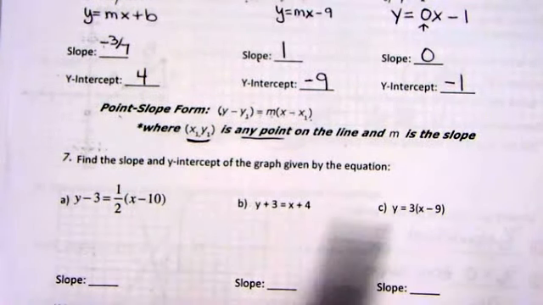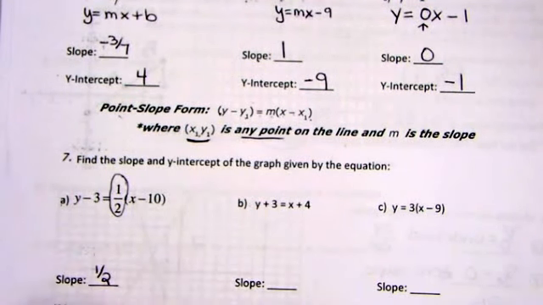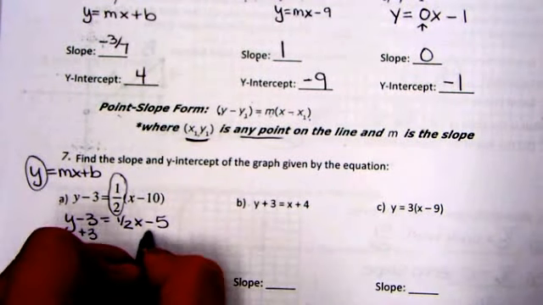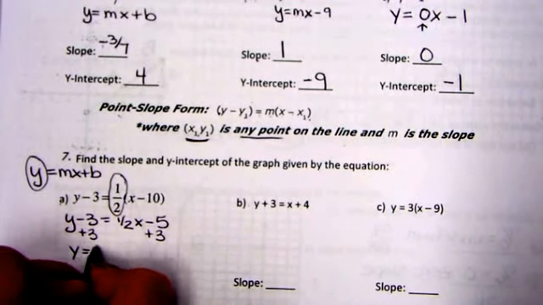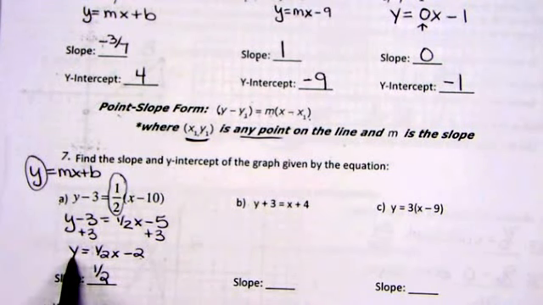Looking at part A, I can tell that my slope is 1/2. In order to find the y-intercept, I need to change this into slope-intercept form. In other words, get y by itself. All right, so first I'm going to distribute the 1/2. And then I'm going to add the 3 to both sides. And now it's in slope-intercept form. My slope is 1/2, my y-intercept, -2.